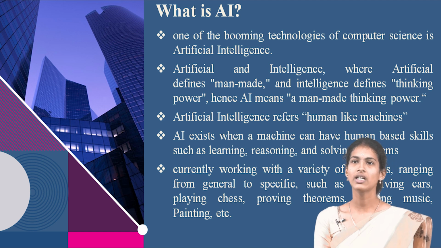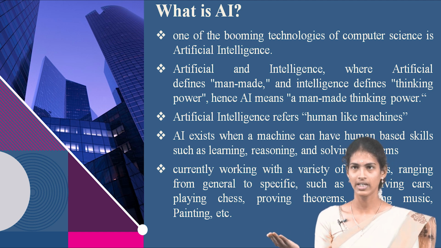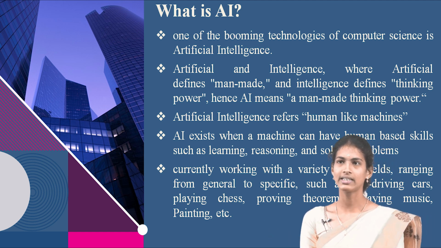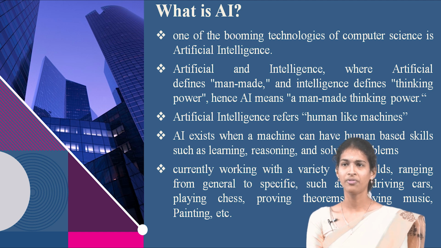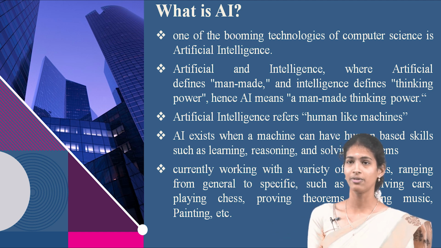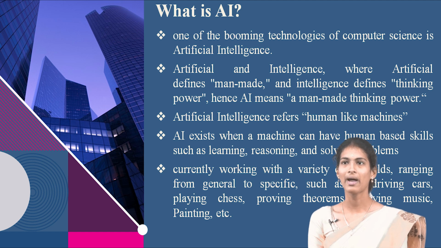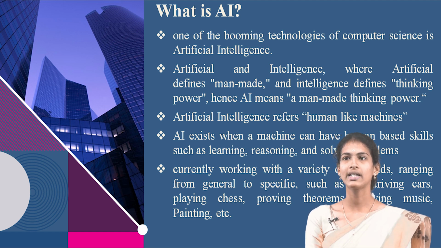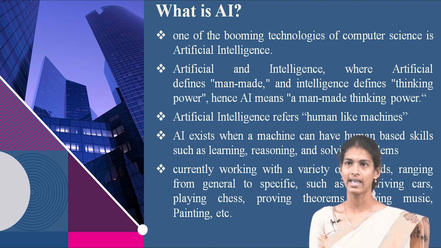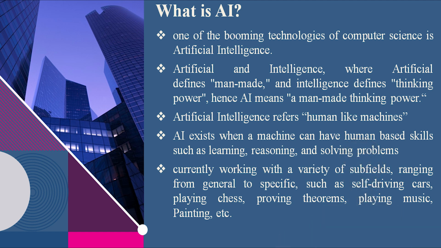Why artificial intelligence? One of the booming technologies of computer science is artificial intelligence. Artificial and intelligence: artificial defines man-made and intelligence defines thinking power. Artificial intelligence finally refers to man-made thinking power. Artificial intelligence refers to human-like machines. AI succeeds when machines can have human-based skills such as learning, reasoning, and solving problems.